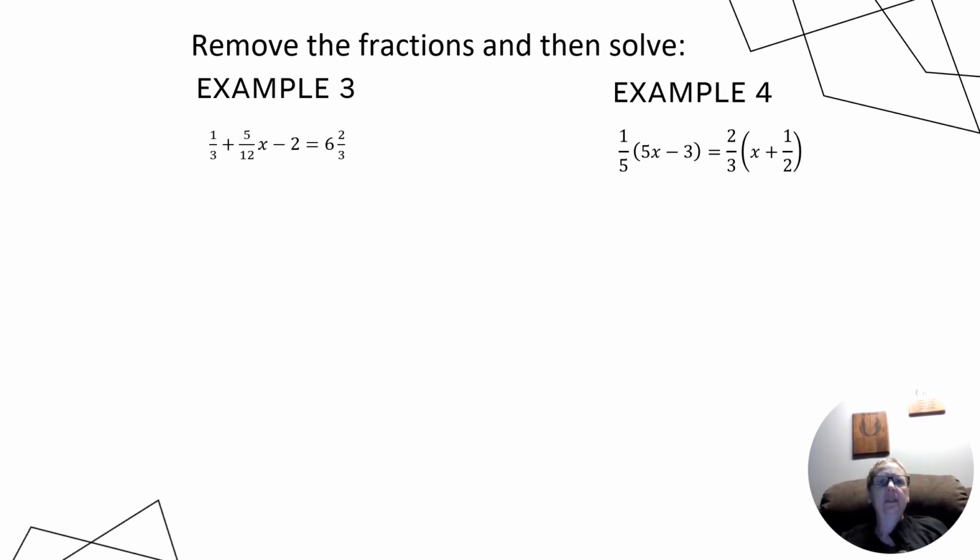Anytime you have a mixed number, you want to convert that mixed number to an improper fraction before you start working with the equation. So I have 6 times 3 is 18, plus 2 is 20. So this is 20 over 3.